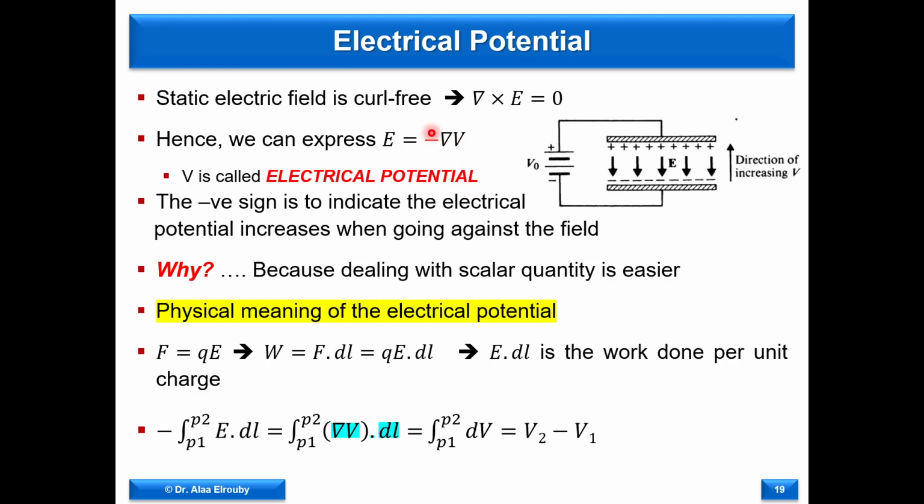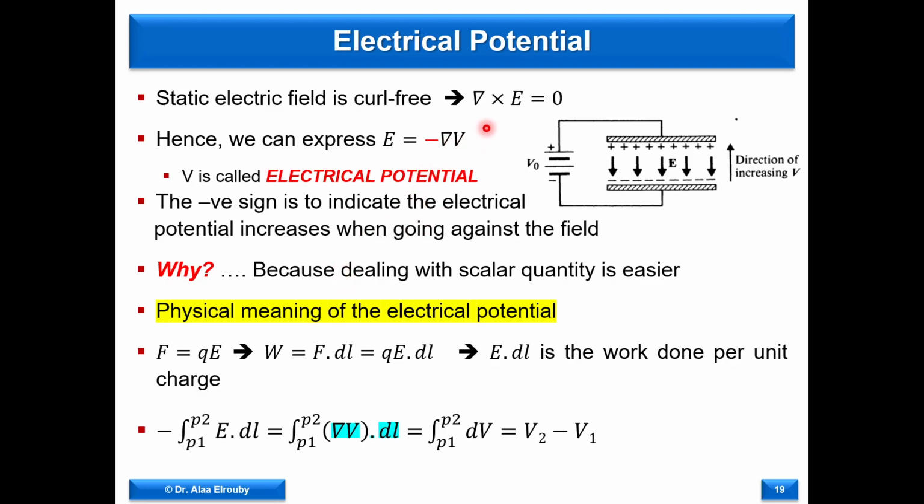And we have a negative sign. The negative sign is mainly to indicate that the electric potential increases when we are going against the field. So if the field is caused by a positive charge, the closer we get to the positive charge, the higher the electrical potential will be.